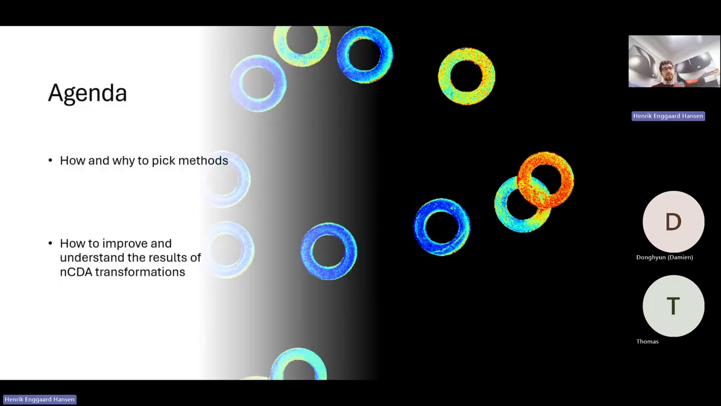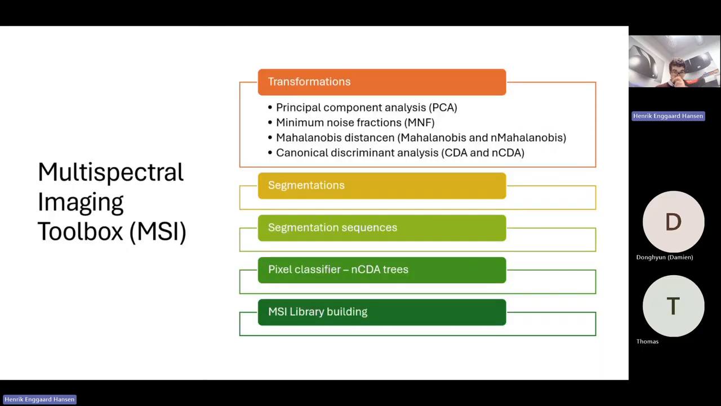So the agenda is: how and why do we pick various methods for solving our problems in transformations? And the second is how can we improve and understand the results specifically of the nCDA transformation, which is our flagship and most powerful transformation that we supply in our package. All this is part of the multispectral imaging toolbox that we provide as part of Video Meter Lab.